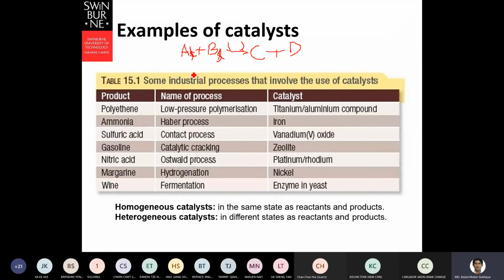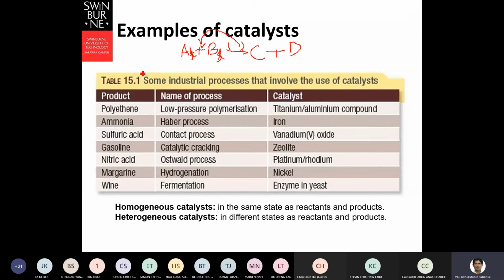Hydrogen peroxide, or if I am using any nitric acid or sulfuric acid, whatever, this is in liquid form. If I use that, that will also be homogeneous. That means the catalyst is in the same state or same phase as the reactant.